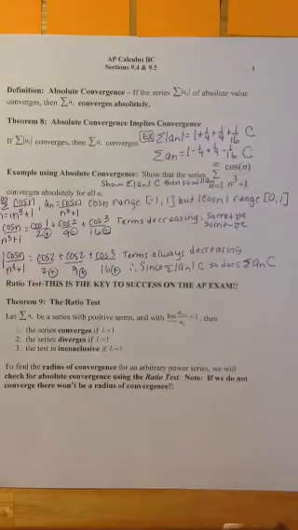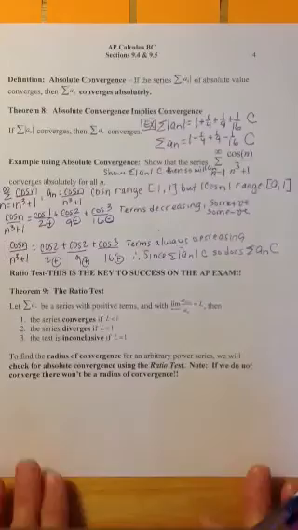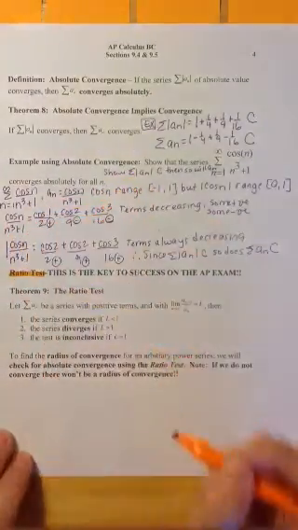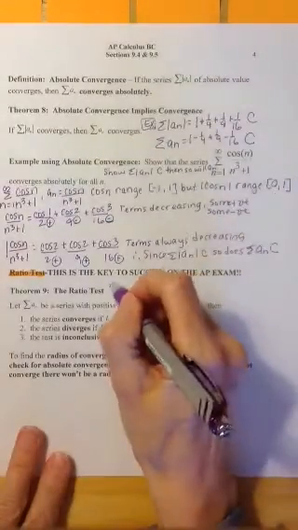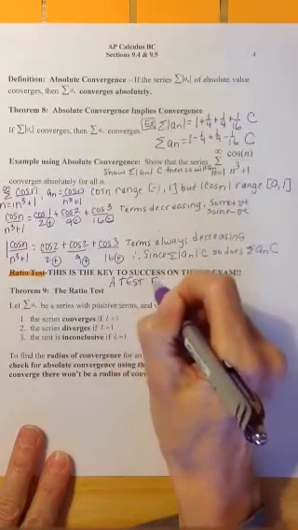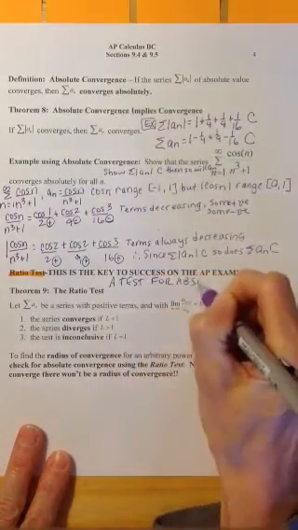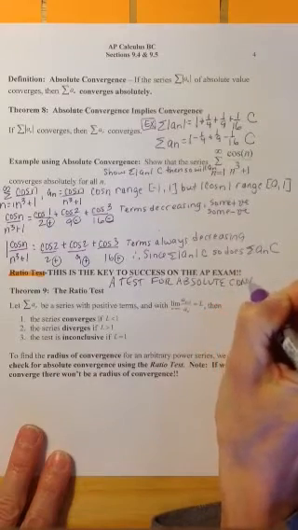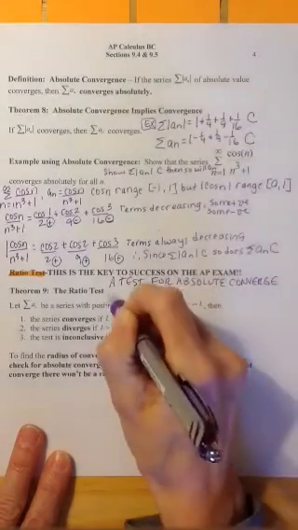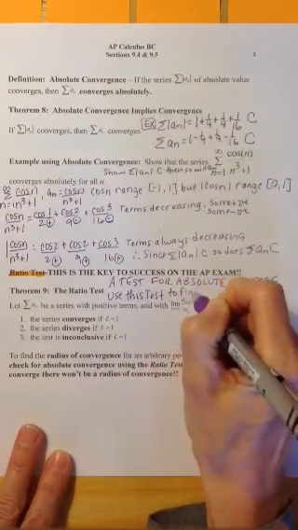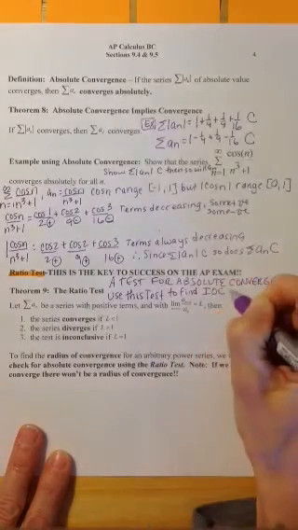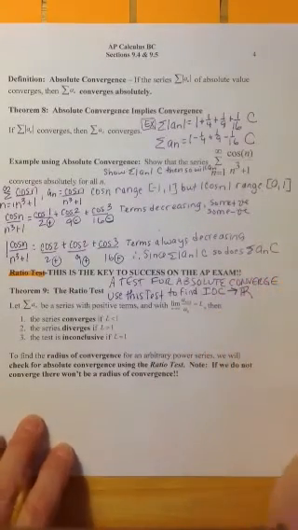And before we wrap up this video, I want to take a minute to talk about one of the most important things you're going to learn in this section. This is called the ratio test. And you can see I'm screaming at you. This is the key to success on the AP exam. This is a test for absolute convergence. This will make more sense in section 5. And we use this test to find intervals of convergence, and from there, radii of convergence.